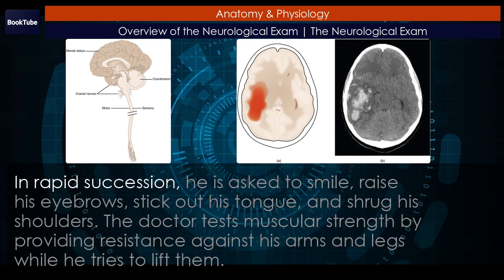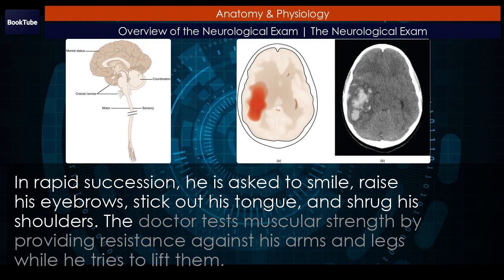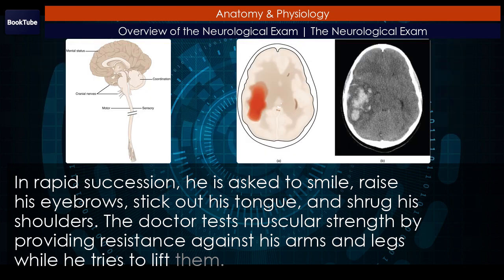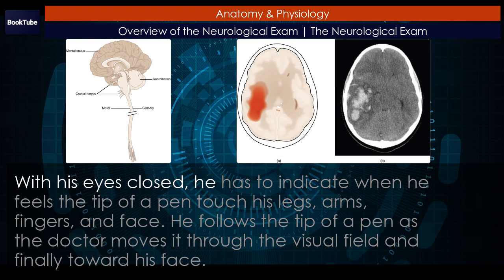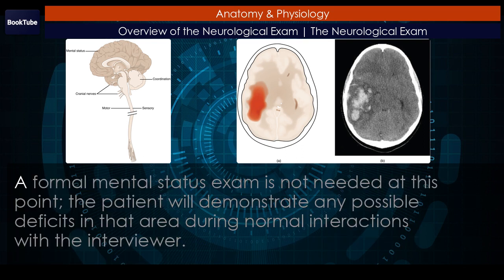In rapid succession, he is asked to smile, raise his eyebrows, stick out his tongue, and shrug his shoulders. The doctor tests muscular strength by providing resistance against his arms and legs while he tries to lift them. With his eyes closed, he has to indicate when he feels the tip of a pen touch his legs, arms, fingers, and face. He follows the tip of a pen as the doctor moves it through the visual field and finally toward his face. A formal mental status exam is not needed at this point.